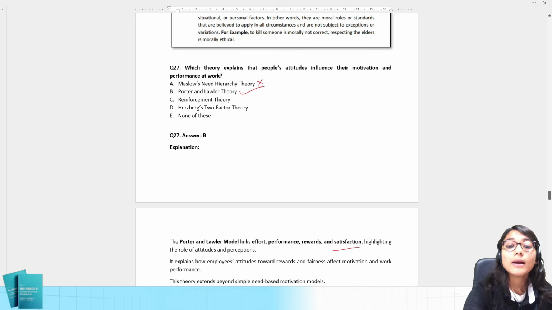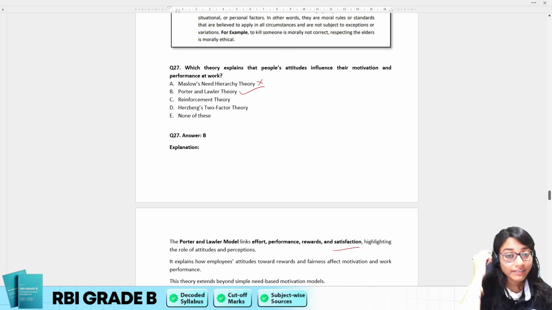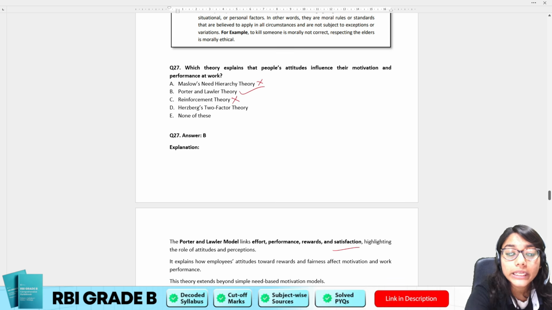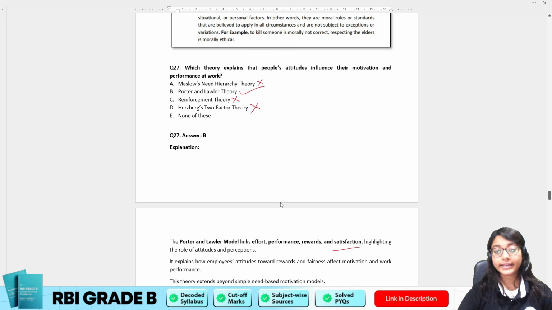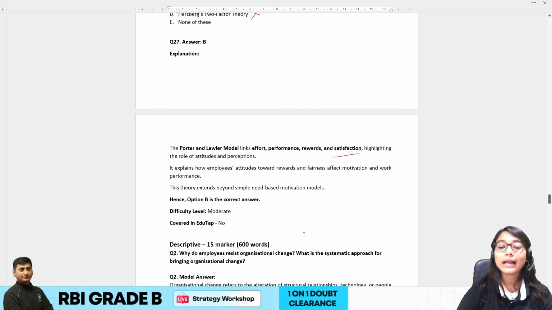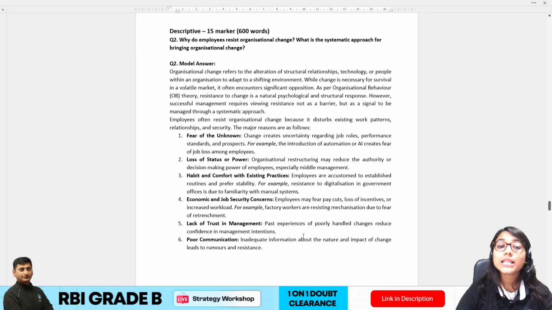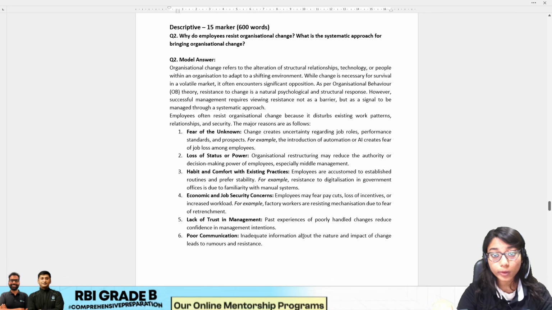Maslow won't be the case because Maslow says these 5 needs are there which a person has to fulfill. It won't be reinforcement theory or Herzberg's 2-factor theory. Answer is option B, Porter and Lawler model. Now let's just get into descriptive questions. We are done with the objective.